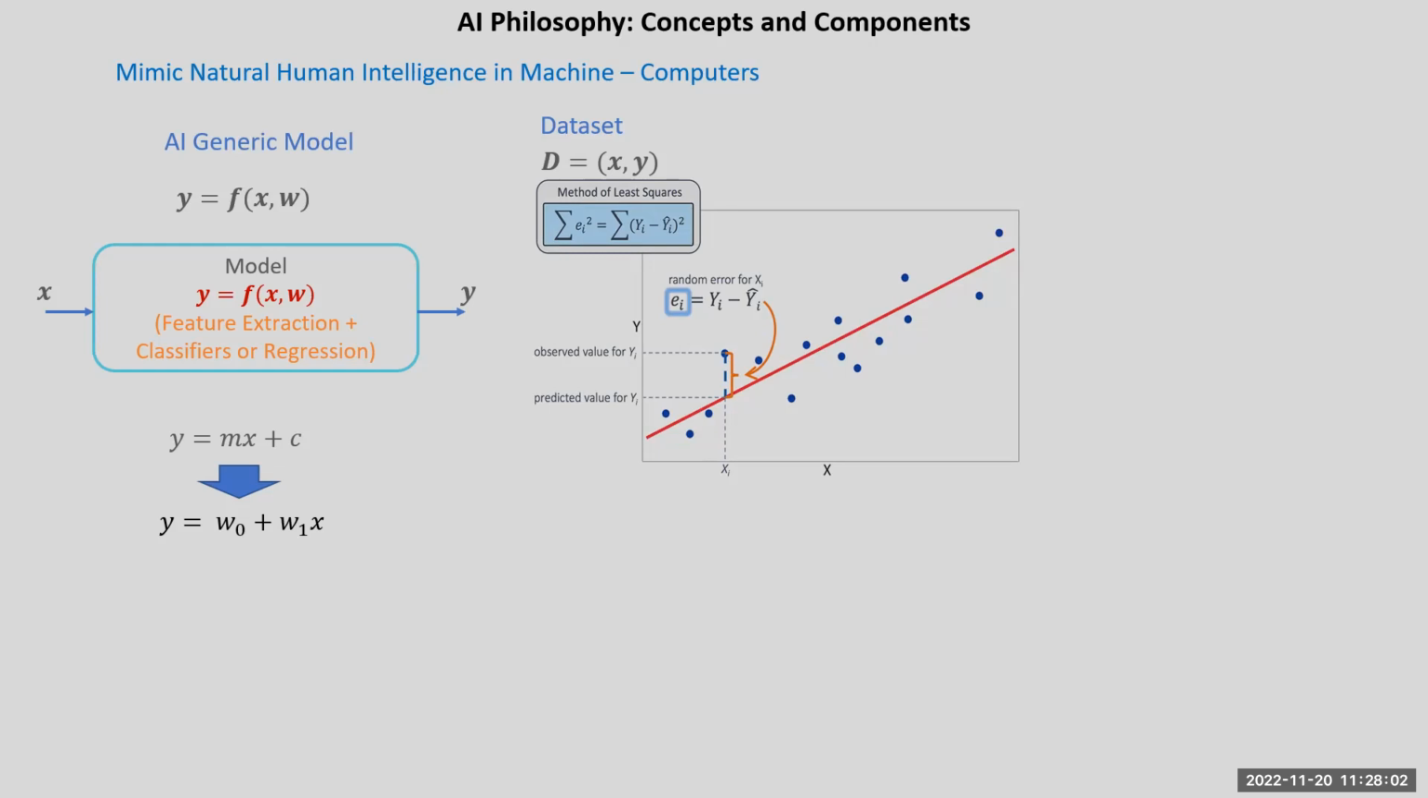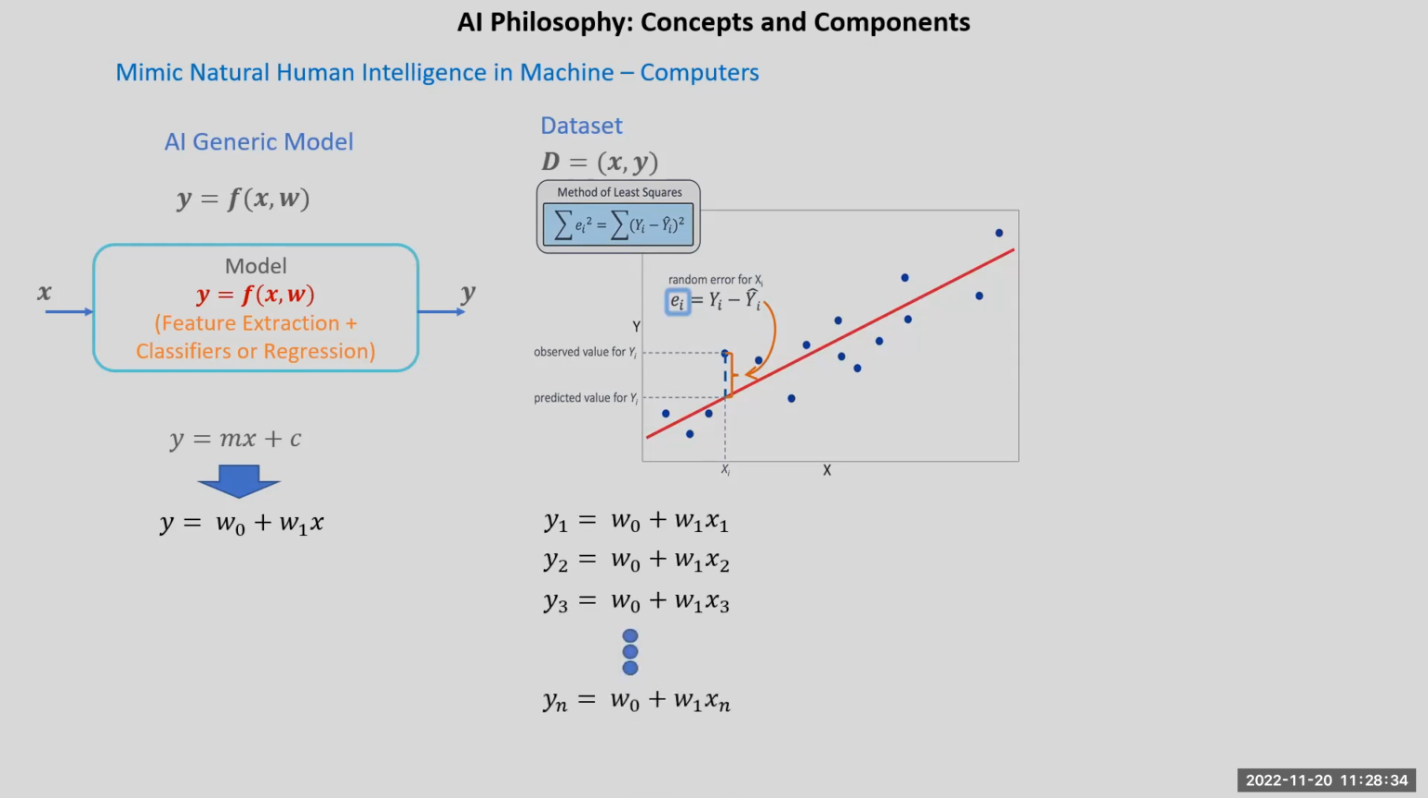Now one has to estimate the w's in such a manner that it will approximate this data set shown by the blue color dots with a straight line, such that the average mean square error for all the points is minimum, and this is called the optimization function, which is shown by summation of e square.